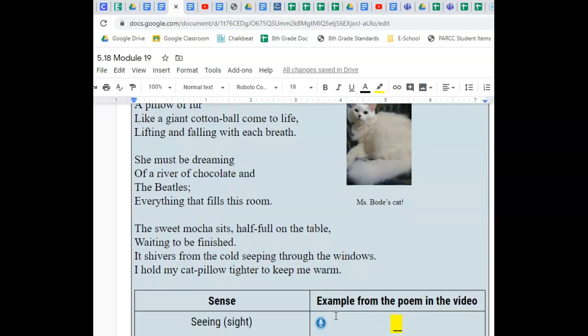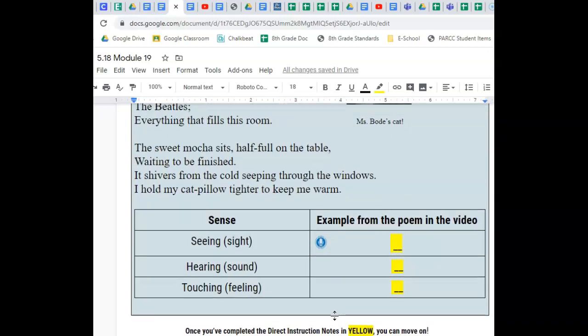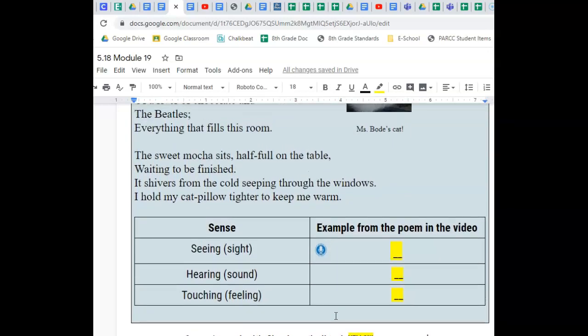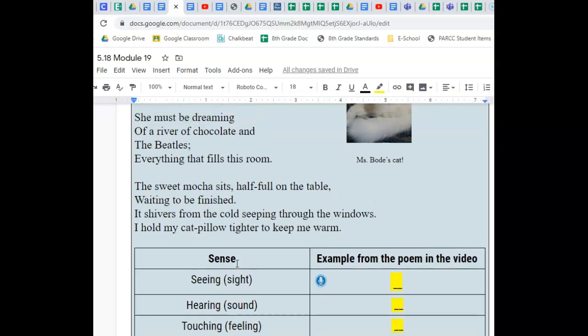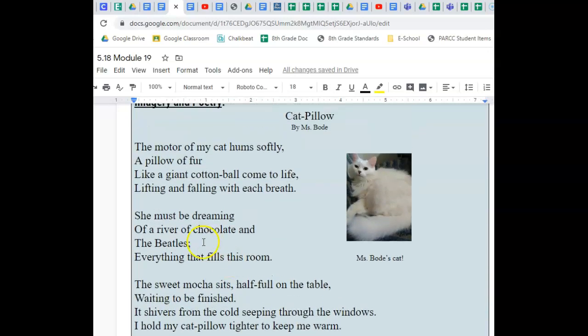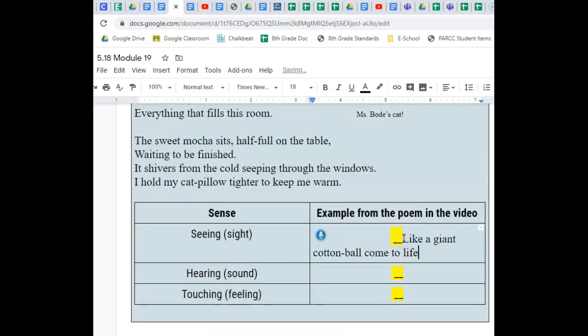And so now we're going to look at just a couple of examples. Again, there may be more, and there may be different ones within the poem that we read later in class today. So, if I look at this concept of sight, an example of this might be the description of the cat, like a giant cotton ball come to life. That would be an example of sight, because it is describing what that cat looks like.